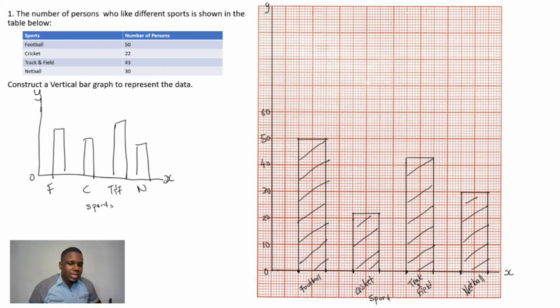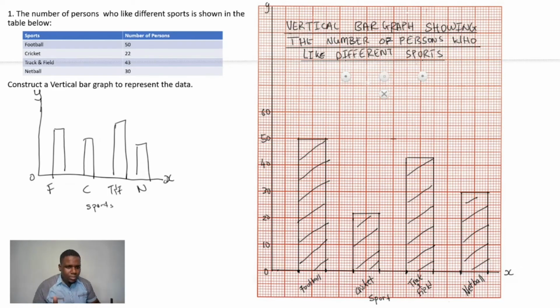The title should be in all caps. Your title should be a description of what the bar is representing. There we go. So you have your bars, which are the same width, and you have the same distance in between the bars. In this case, I chose 2 units for the distance and 2 units for the width.